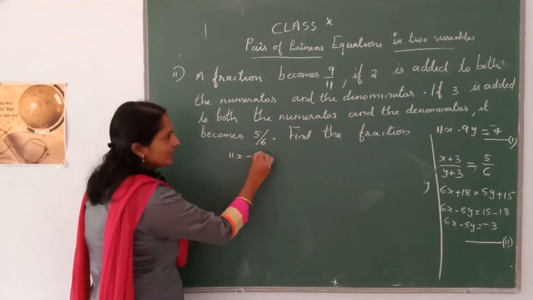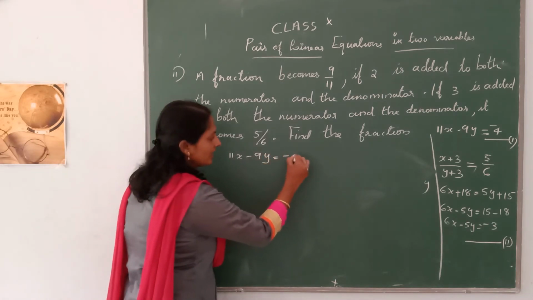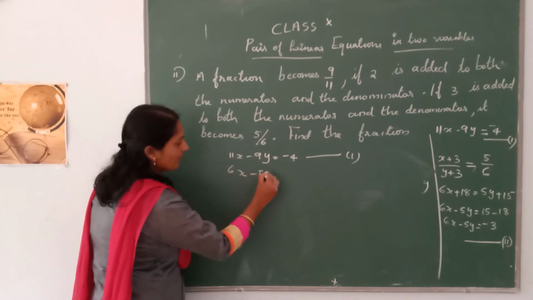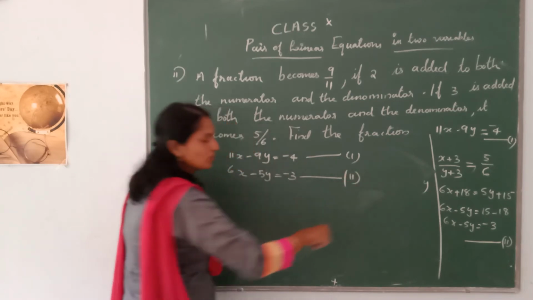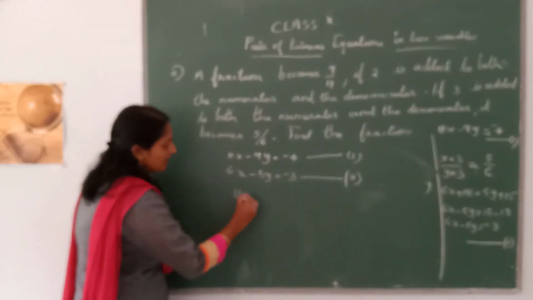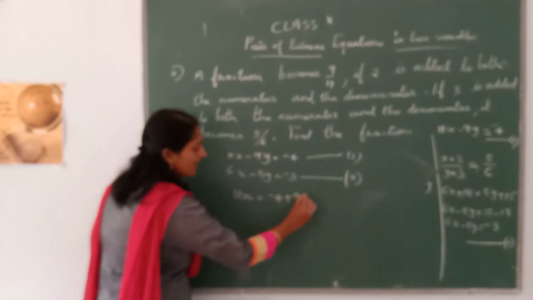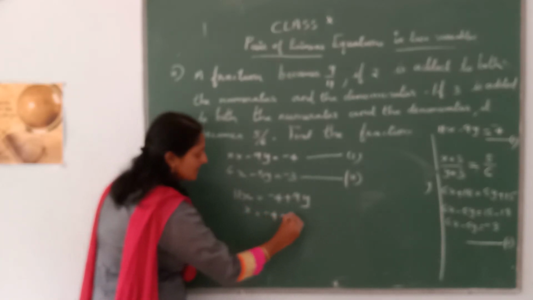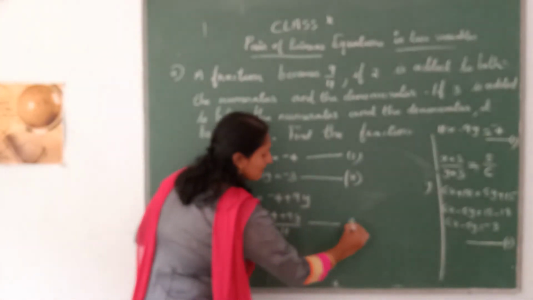Then consider the first equation, 11x minus 9y is equal to negative 4, and 6x minus 5y is equal to negative 3, that is equation number 2. Then from equation 1, consider 11x is equal to negative 4 plus 9y, that is x is equal to negative 4 plus 9y whole divided by 11. This is equation number 3.